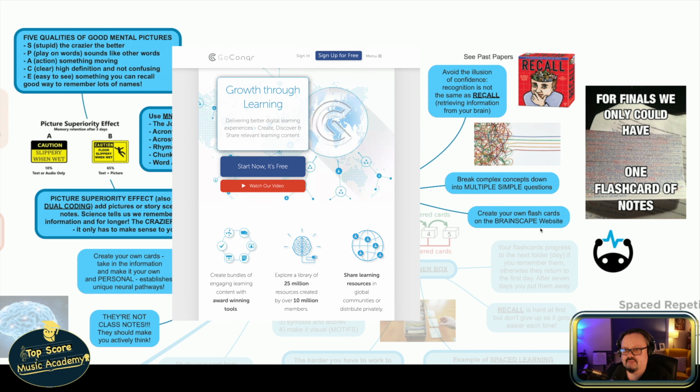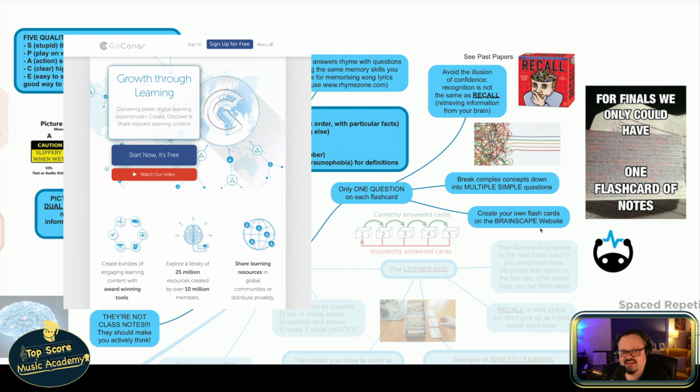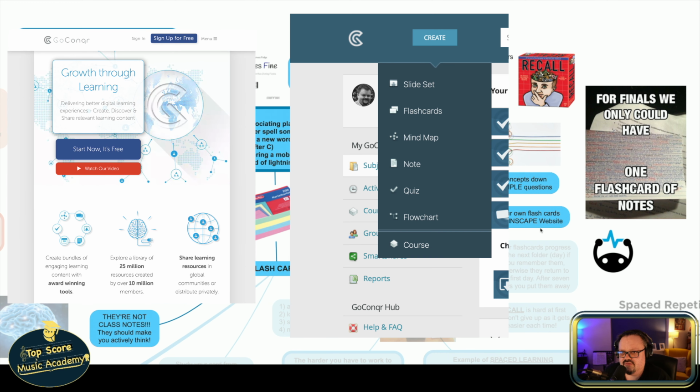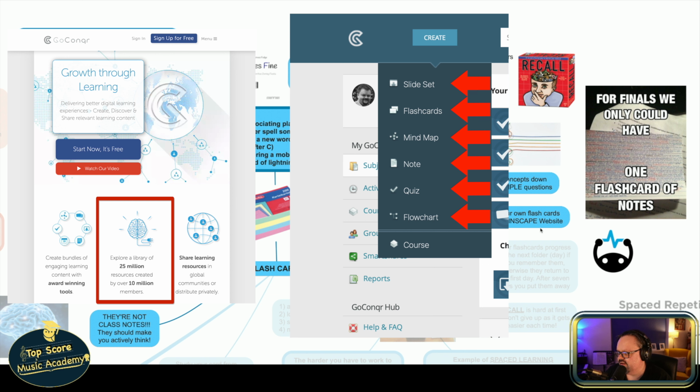Another one might be worth checking out is Go Conquer. Fantastic website where you can create your own flashcards, flowcharts, your own quizzes. Have a look at millions of other resources from other students and teachers completely for free from all around the world. And of course, you can do all of that inside the website. So flashcards, mind maps, flowcharts, quizzes, even making your own notes and presentations and everything. It's a brilliant website, Go Conquer. Definitely worth checking that out.